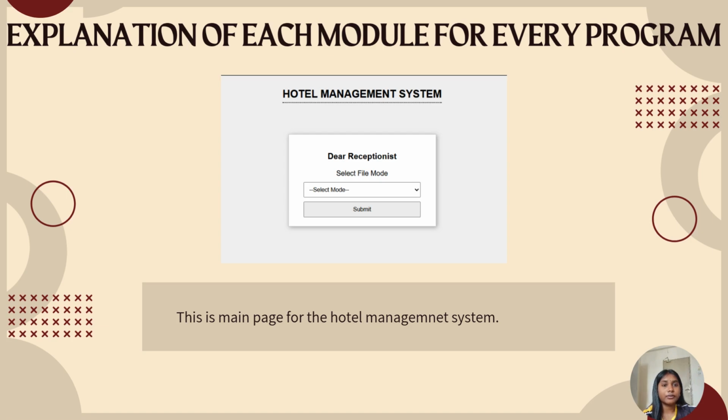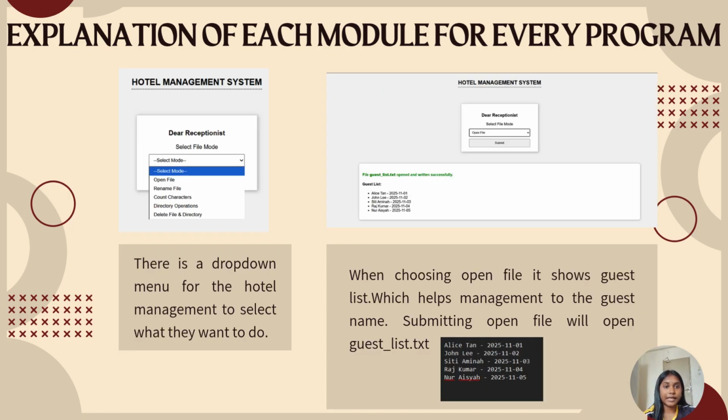And secondly, I'll be talking about the explanation of each module for every program. So this is the first page for the hotel management system. And thirdly, there is a drop-down menu for the hotel management to select what they want to do. You can select open file, rename file, count characters, directory options, delete file, and directory.